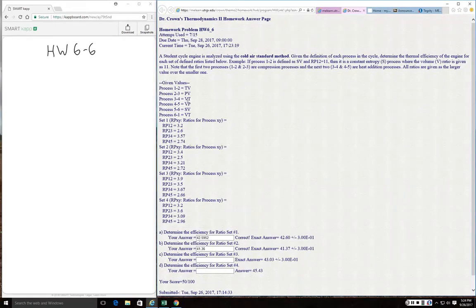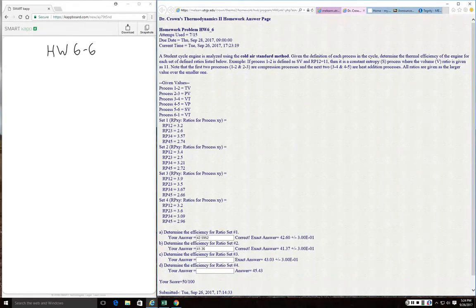The third process is a constant volume process, or isometric process, with a temperature ratio given, followed by another heat addition process, which is constant volume. So constant volume heat addition where the pressure ratio is given. And then finally, to get back to our original state of state 1, it's going to be isentropic expansion. A volume ratio will be given, and then constant volume heat rejection and the temperature ratio will be given.